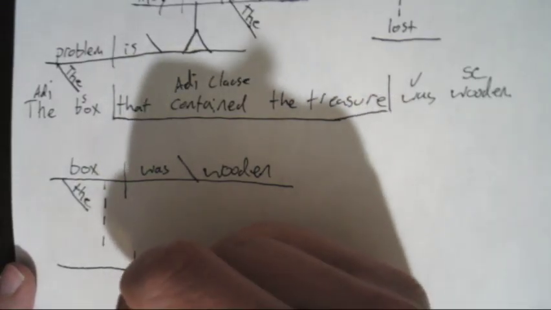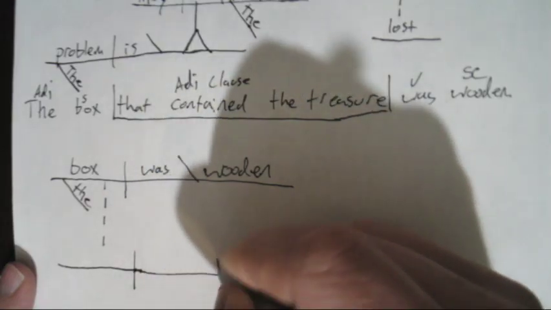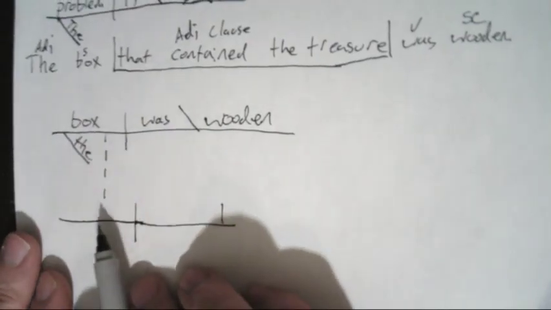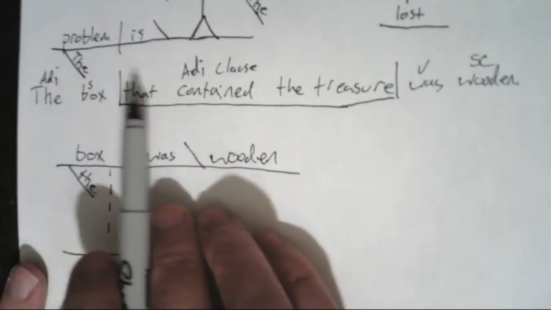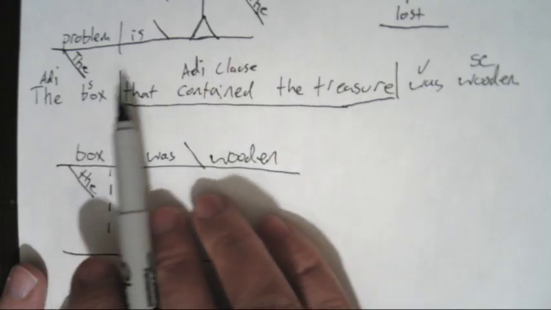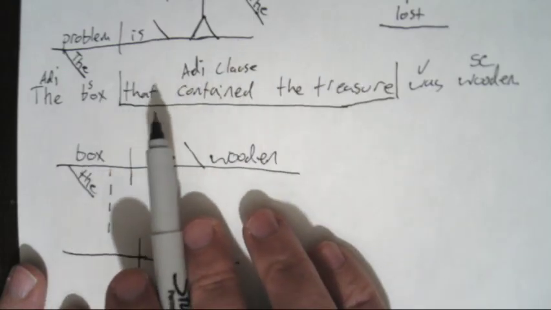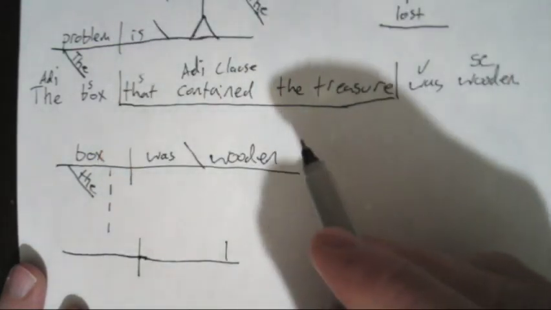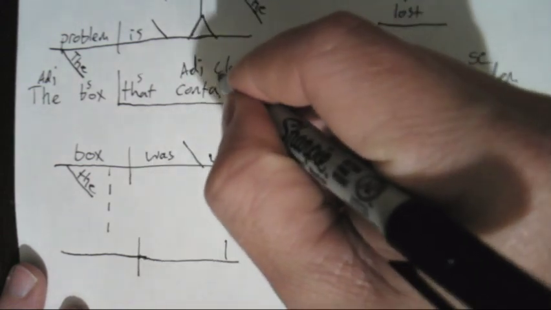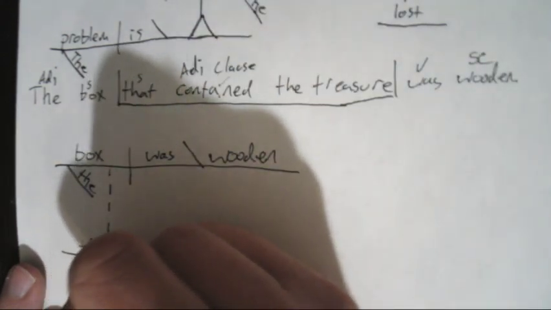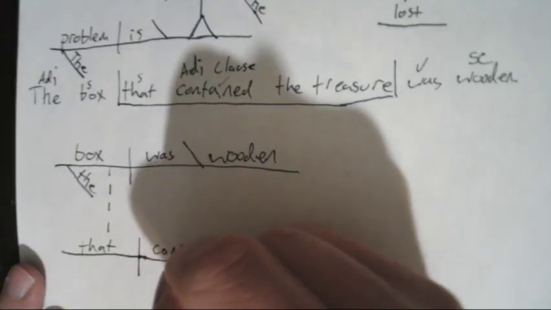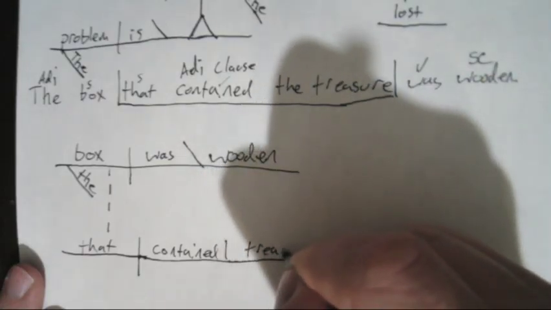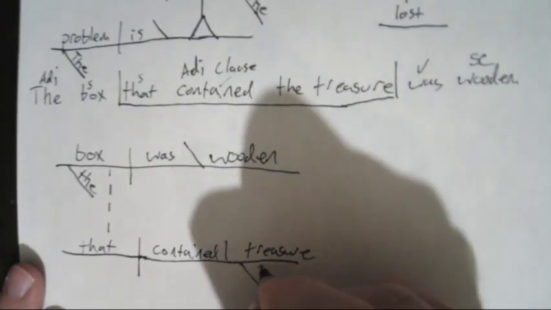And then we're going to draw the rest of our diagram here. I'm getting ahead of myself here. But we look at the sentence up here, the box that contained the treasure. So if we just look at this on its own, what's the subject of the clause? That is the subject. What did it do? It contained. There's the verb. So we've got a subject, that. The verb is contained. What did it contain? Treasure. The treasure.